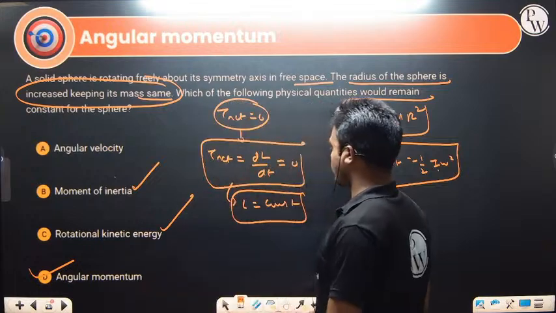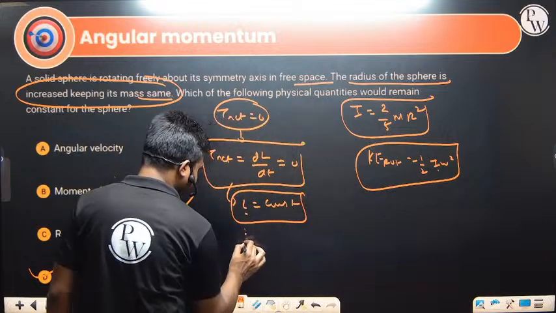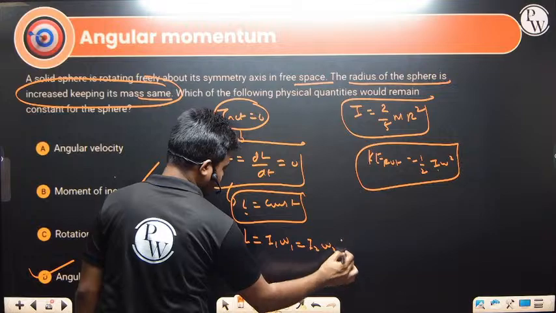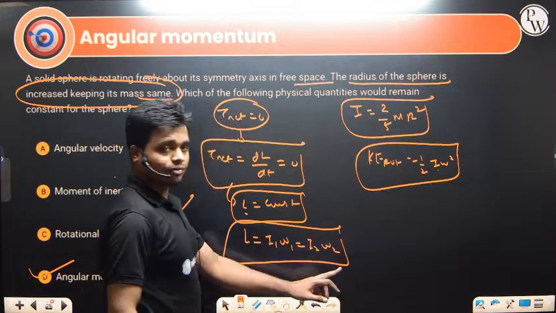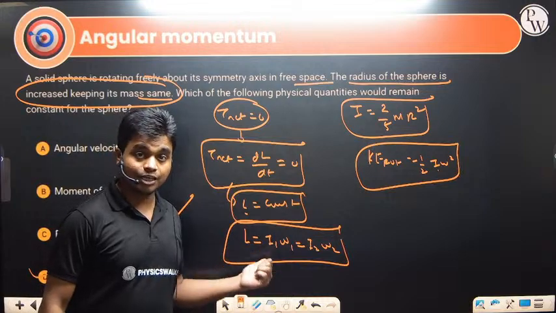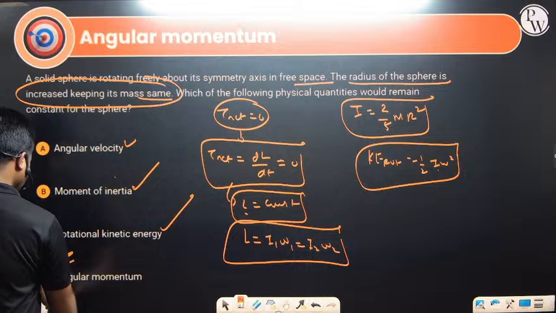Second is angular velocity. As L is constant, we can write L equals I1 omega 1 equals I2 omega 2. In this case the moment of inertia is changing, so angular velocity will also change because angular momentum has to be constant. So the answer is that angular momentum will be constant.